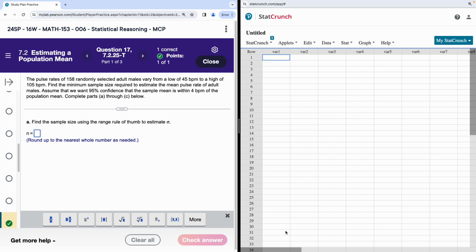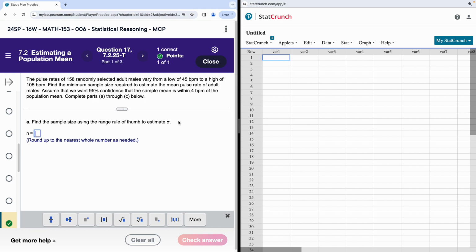That's just a t-stat. Typically, it would be a t-stat, but they throw us a little bit of a curveball here. In part A, they say find the sample size using the range rule of thumb to estimate sigma. So sigma is, as you know, the population standard deviation. Since we are going to approximate sigma, we will be able to estimate what the population standard deviation is. So we don't use a t-stat for that, we use a z-stat.